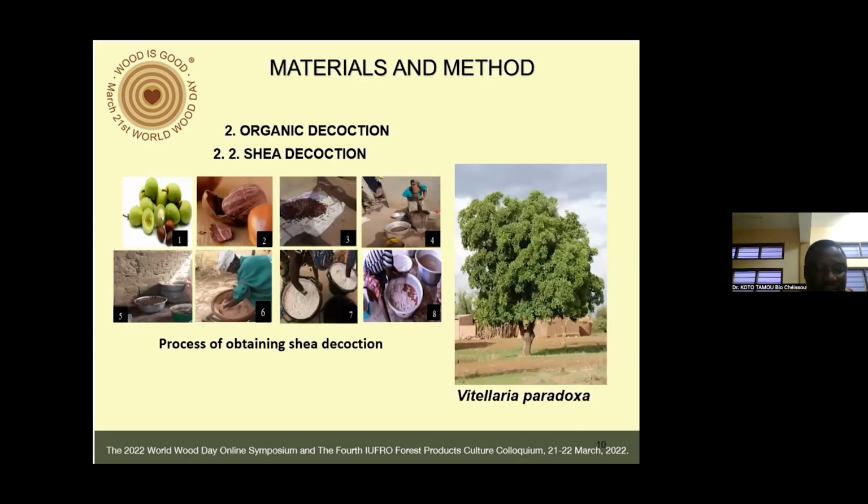The second organic adjuvant used is the residual water from the manufacture of shea butter. The process of making butter is depicted in this picture. We have the shea tree on the right, and the fruit is shelled to get the almonds. These almonds are crushed into particles, then rolled and crushed into a paste.